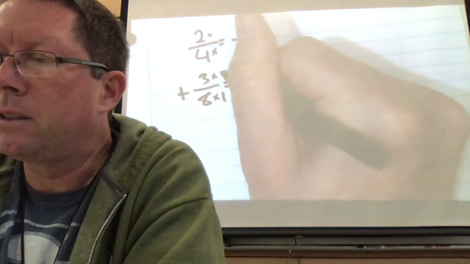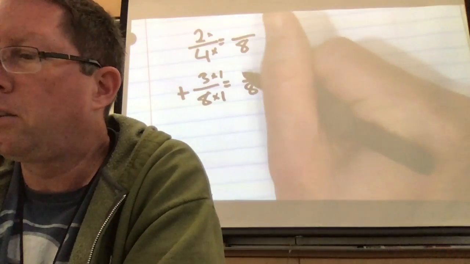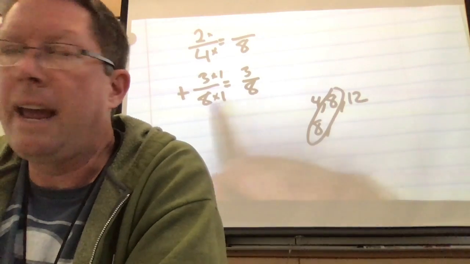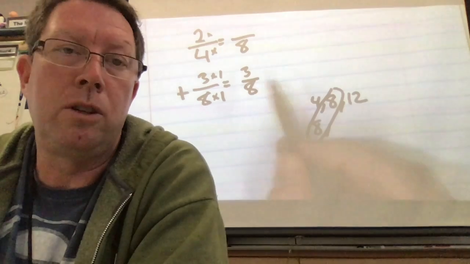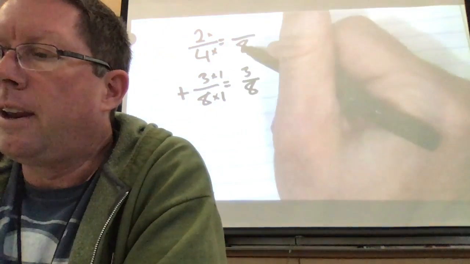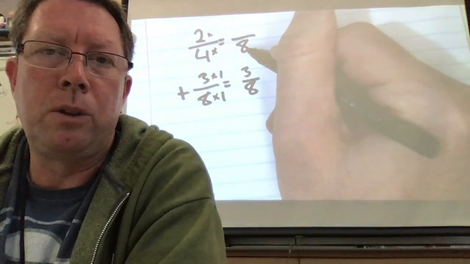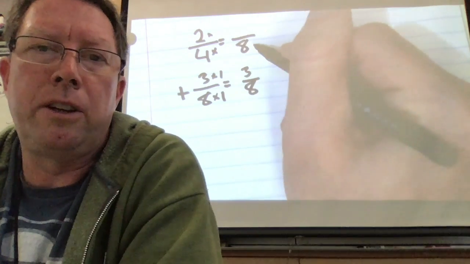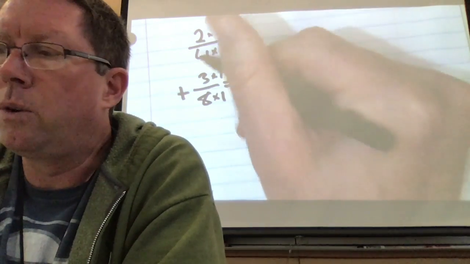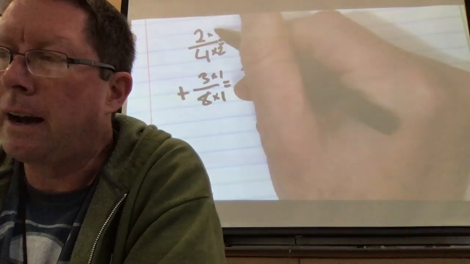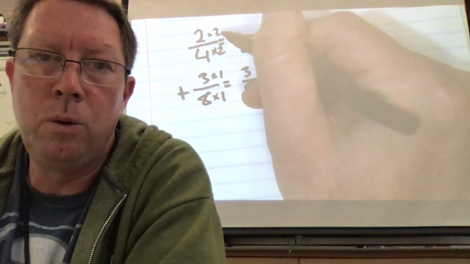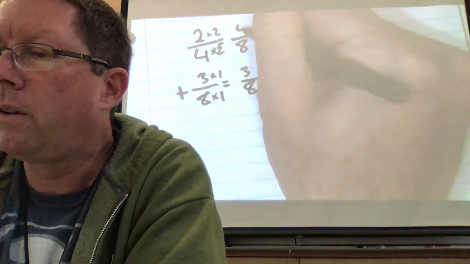You got to do the same thing to the top. 3 times 1 is 3. Now, because we used an 8, this fraction didn't change, which is fine. Now, this fraction will change. How does a 4 get turned into an 8? Using multiplication. Well, 4 times 2 is 8. Do the same thing to the top. 2 times 2 is 4.